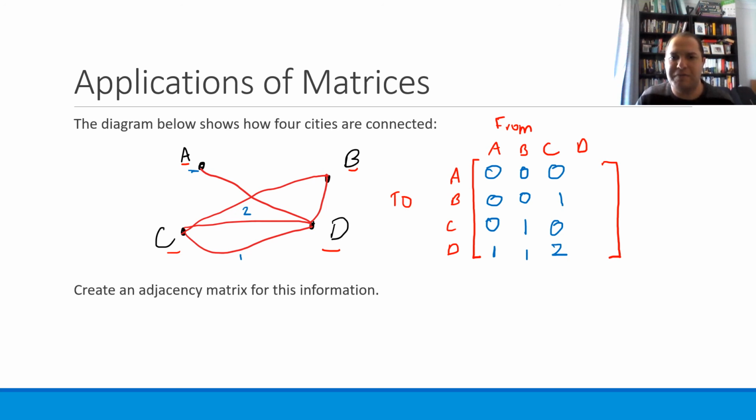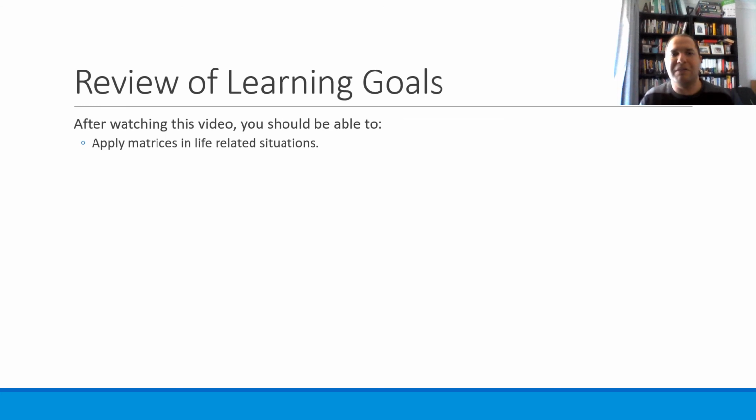To finish off, from D to A there is one connection. From D to B there is one connection. From D to C, again, there are 2 connections. And from D to D, there are none. And there's our adjacency matrix showing how connected our cities are. After watching this video, you should be able to apply matrices in a couple of different life-related situations.